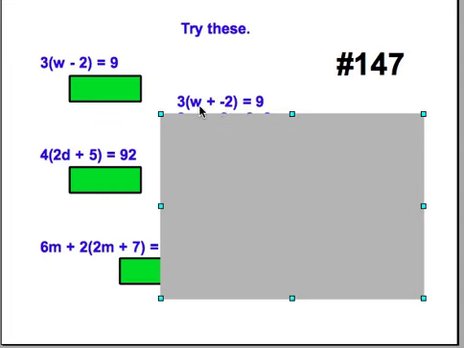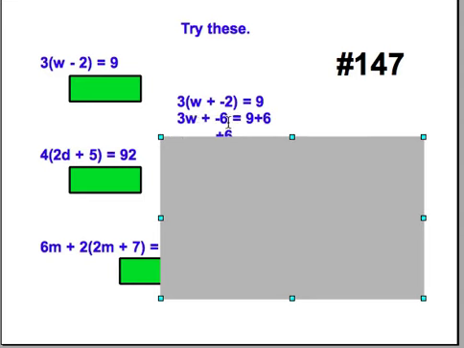Well, in PEMDAS, the first step is to work in parentheses. I cannot combine w and negative 2 because they are unlike terms. So I have to remove the parentheses through the distributive property. 3 times w and 3 times negative 2. So my second line is going to read 3w plus negative 6 equals 9.